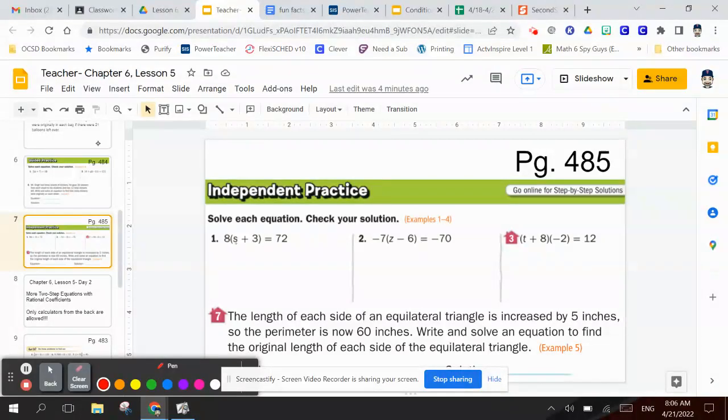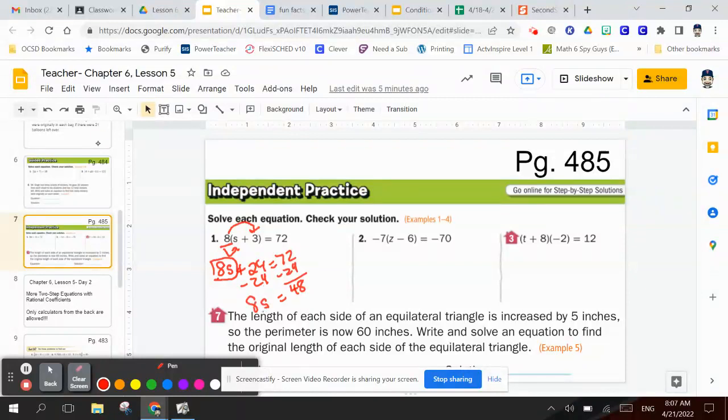So the first one, I have to use my distributive property, where I take the number on the outside, 8, and I multiply that by each of the numbers on the inside. So 8 times s is 8s, plus 8 times 3, which is 24, equals 72. So to get my variable by itself, I have to subtract 24 from both sides. Subtract, I get 48 equals 8s.